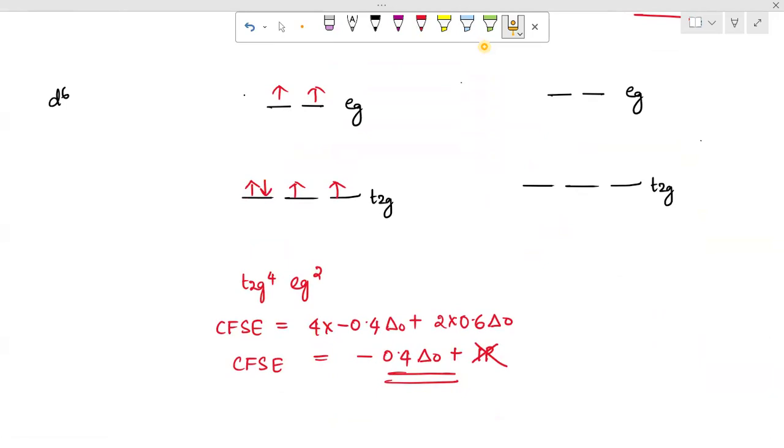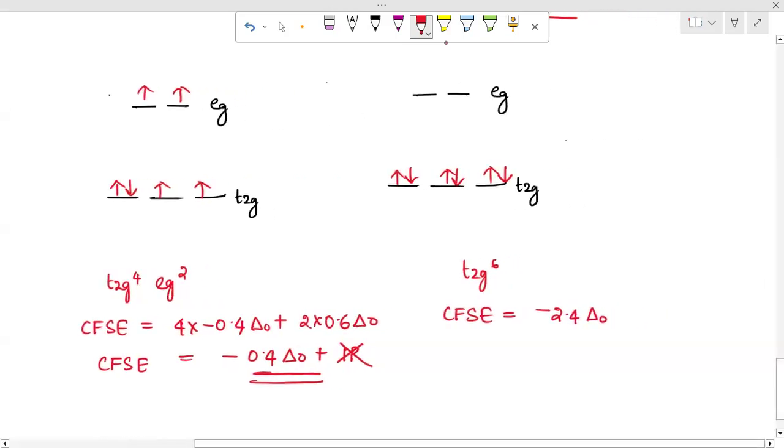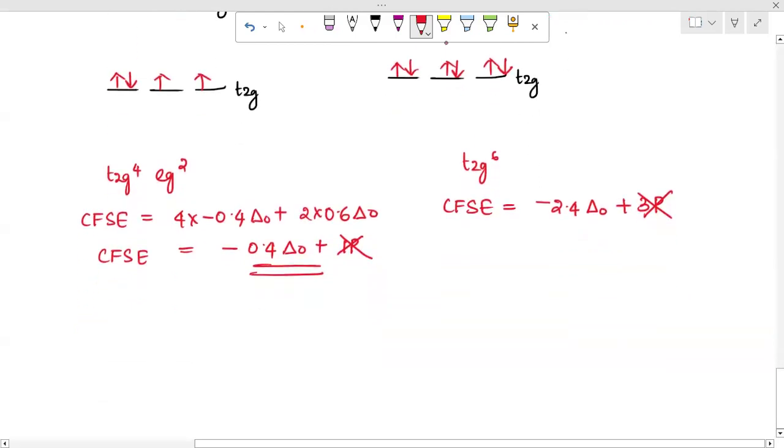Important. Okay. Let's say you take a low spin complex. So you have 1, 2, 3, 4, 5, 6. The configuration is t2g6 and the CFSE value over here is 6 into minus 0.4, which is minus 2.4 delta O. Important, it's not plus 3 pairing energy. You might see 3 sets of paired electrons, but it is not 3 pairing energy. Instead, it is just 2 pairing energy.